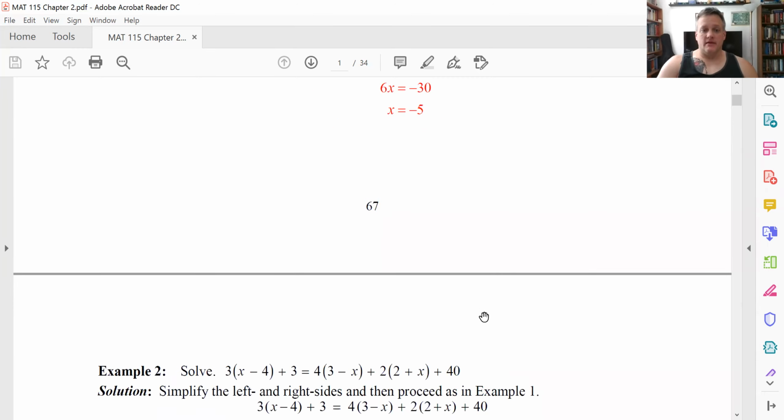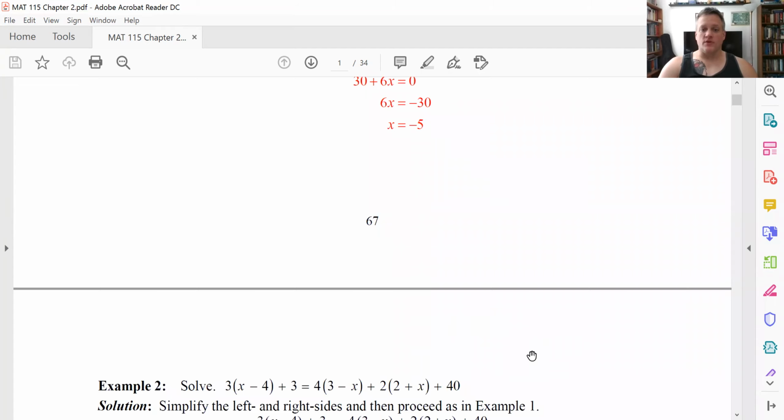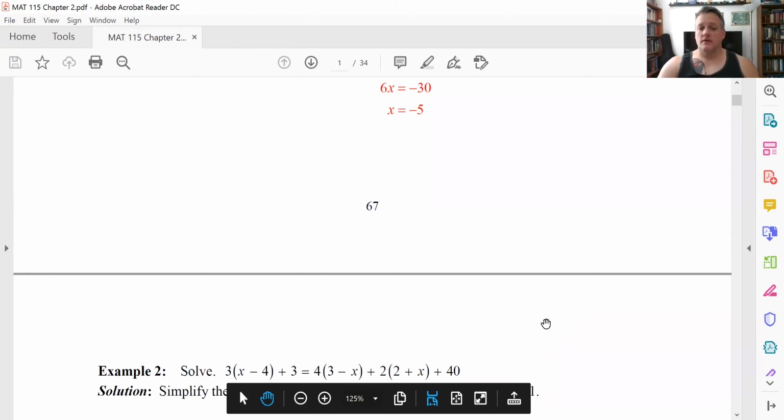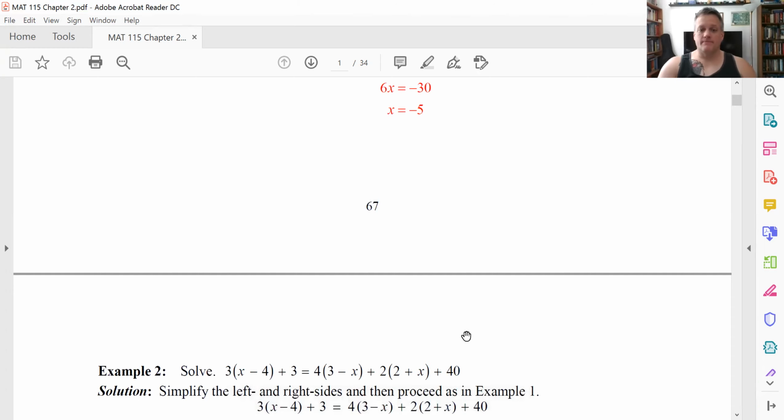Same idea here. You can go ahead and try this one before we talk about it. But same sort of idea, you just have more grouping symbols to deal with, but it's exactly the same premise. So go ahead and try solving that and see what you get.